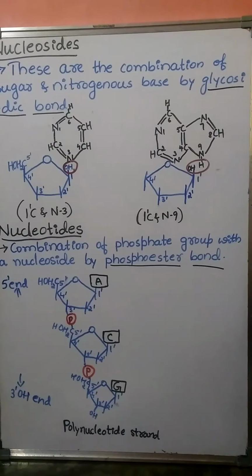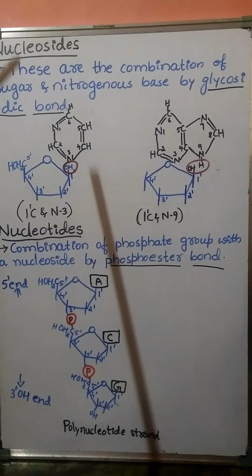DNA is a macromolecule and it is a polymer. Polymer means made up of many monomeric units. Many monomers are joined together to form a polymer. The monomeric unit present in the DNA is called deoxyribonucleotide. Deoxyribonucleotide is the monomer present in the DNA.